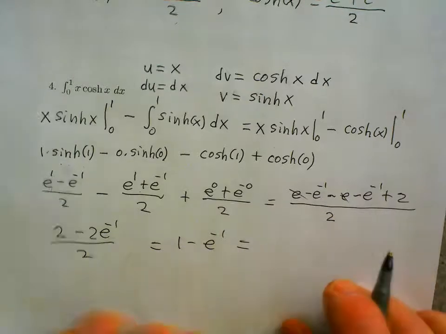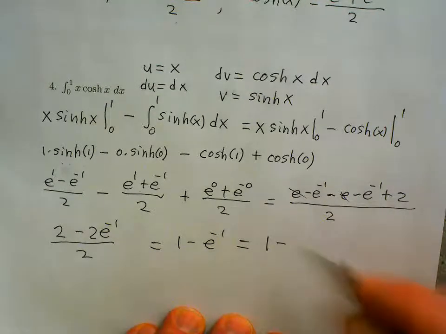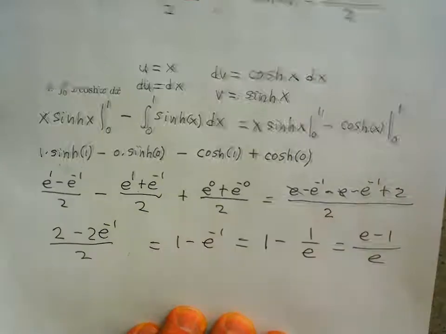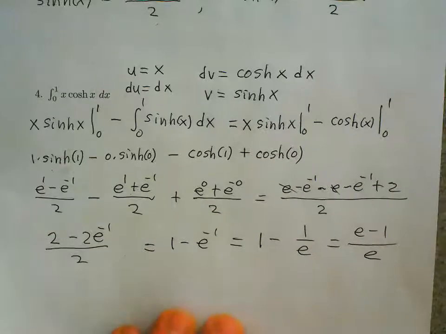This is getting ridiculous, but that's all right. 1 minus 1 over e, or e minus 1 over e. You wouldn't have to go to all that much trouble if you ever have this on a test.